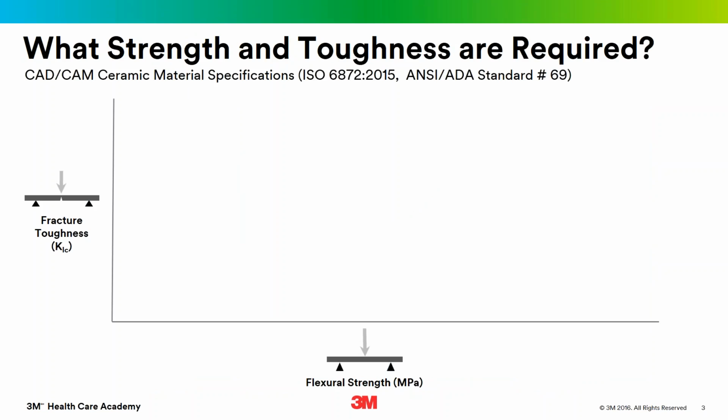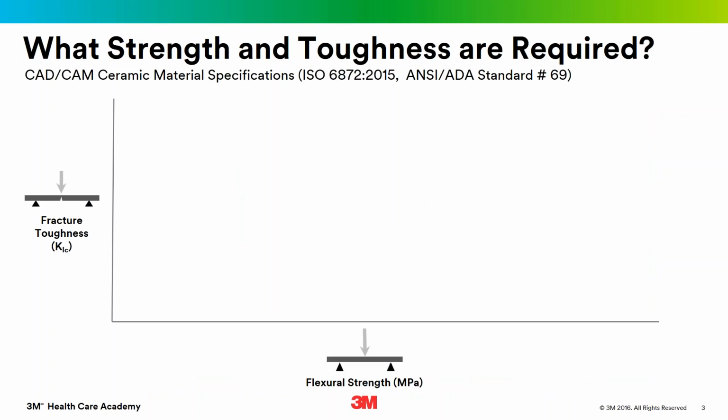ISO 6872, Dentistry Ceramic Materials, which has been adopted by the ADA as number 69, is the standard clinicians should use for guidance as to the strength and fracture toughness required for ceramic material for different indications.